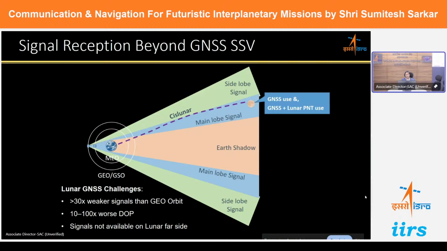If they are all from the same side, it gives a very bad DOP, which is not good for your position determination. Unfortunately, when you see from the Moon, all these satellites will come on one side only. So it is not good for position determination. However, at a coarse level, you can find out your location in this place also. Next.